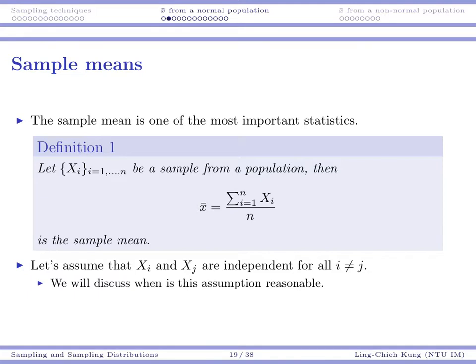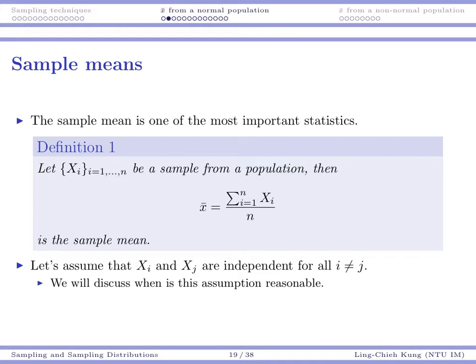We will typically hold an assumption on the sample: that for any two numbers in the sample, we will say they are independent. Here, independent means whether you draw this number does not affect whether you draw the other number. That's something we need to have when we talk about the properties of sample mean.